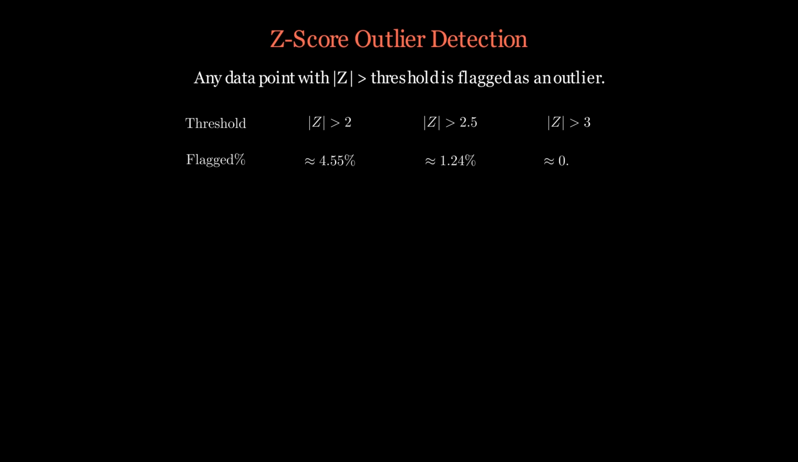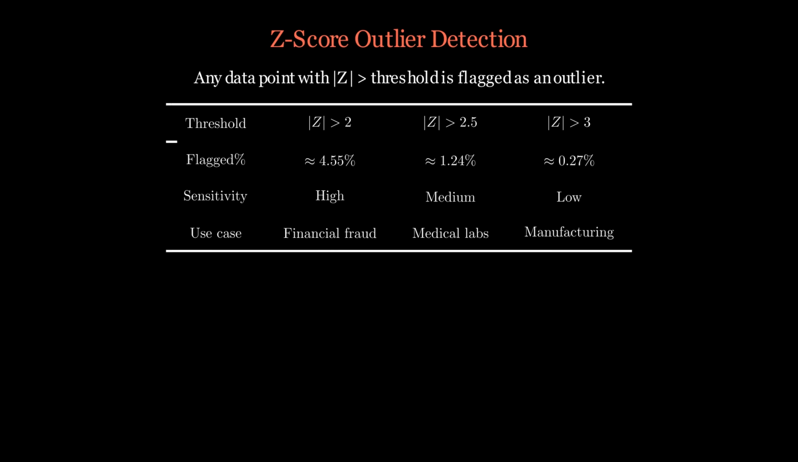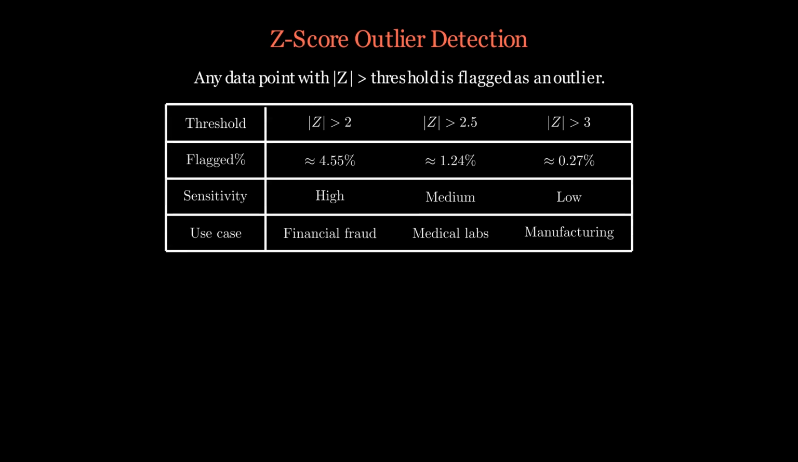A threshold of 2.5 flags about 1.24%. Medium sensitivity. Commonly used in medical laboratory reference ranges. A threshold of 3 flags only 0.27%. Low sensitivity. Appropriate for manufacturing quality control where false alarms are costly. The choice is a business decision. What is the cost of a false alarm versus the cost of missing a true anomaly?